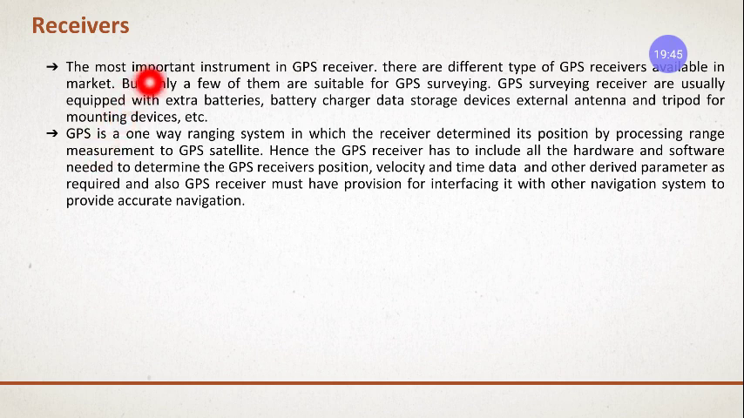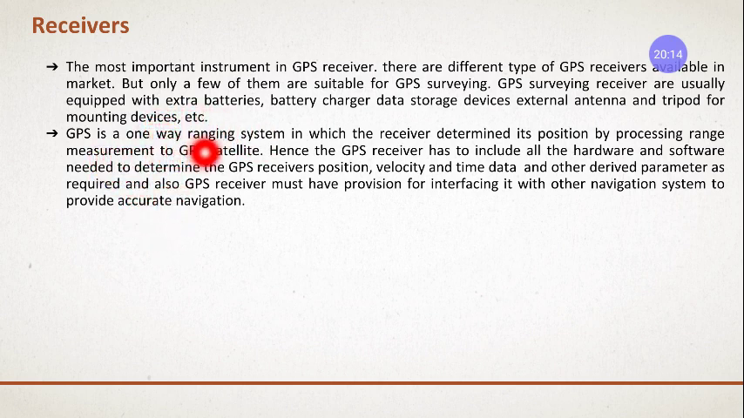The most important thing is the GPS receiver. There are different types of GPS receivers available in the market, but only a few of them are suitable for GPS surveying. GPS surveying receivers are usually equipped with an extra battery charger, data storage devices, an external antenna, and a tripod for a mounting device. Right?